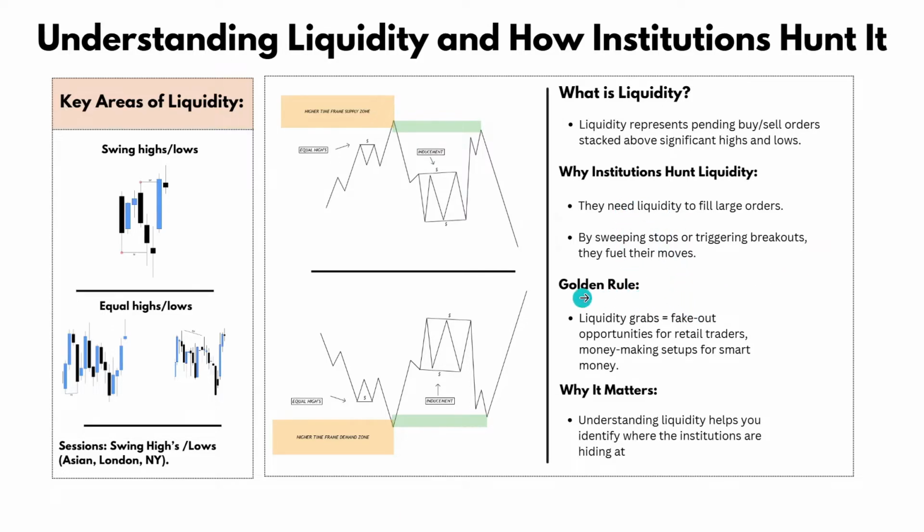What is the golden rule? The golden rule is the liquidity grab. It is the opportunity for retail traders, but it is the money-making setup for smart money. Why does it matter? It matters because understanding liquidity helps you identify where the institutions are hiding.